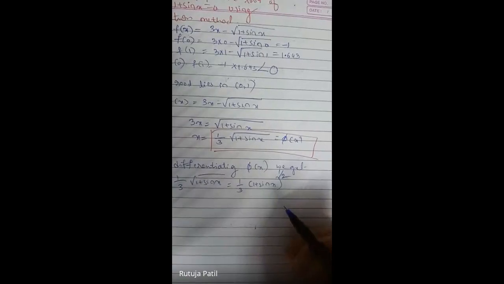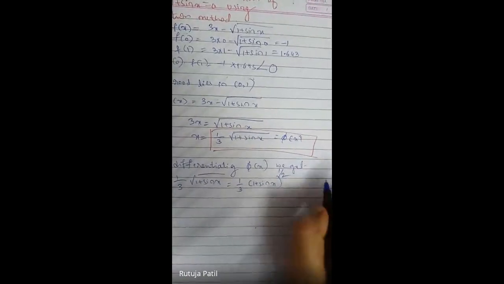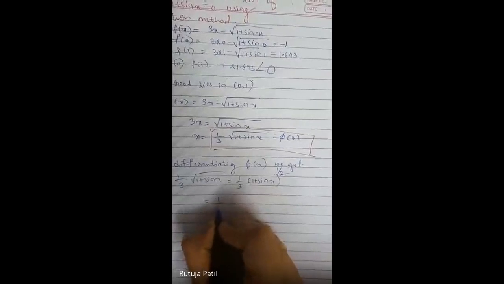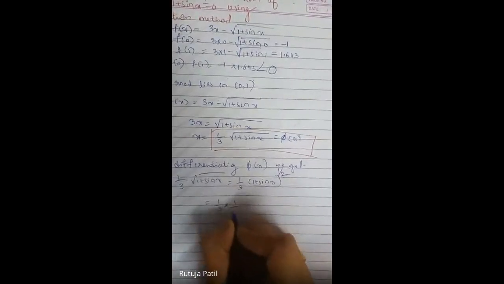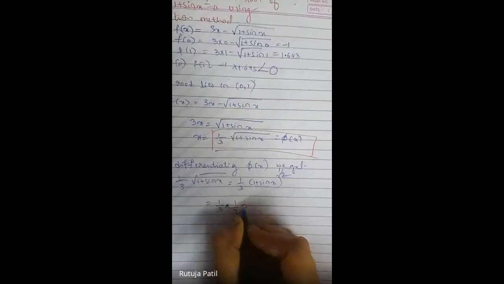This is again in the form of x to the power n, right? So x to the power n, its differentiation is n into x to the power n minus 1. So the same thing we can apply here. Keep this 1 by 3 as it is.